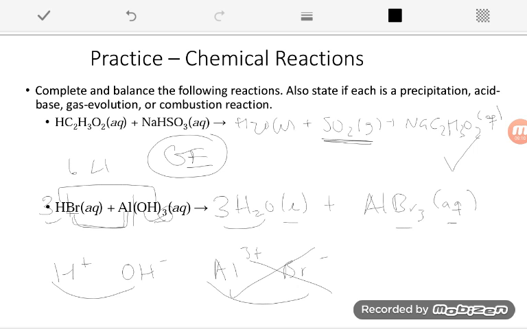Second one, we don't have a gas. We don't have a solid. Solid indicates a precipitation reaction. And we know it's not a combustion reaction. Combustion reaction means you have oxygen in there. So if you look in your products and you don't have a solid or a gas, you probably have an acid-base reaction. If you go back and look, yep, HBr is an acid. Aluminum hydroxide is a base. This must be an acid-base reaction. So in addition to predicting and finishing our reactions, we should be able to determine what type of reaction it is.